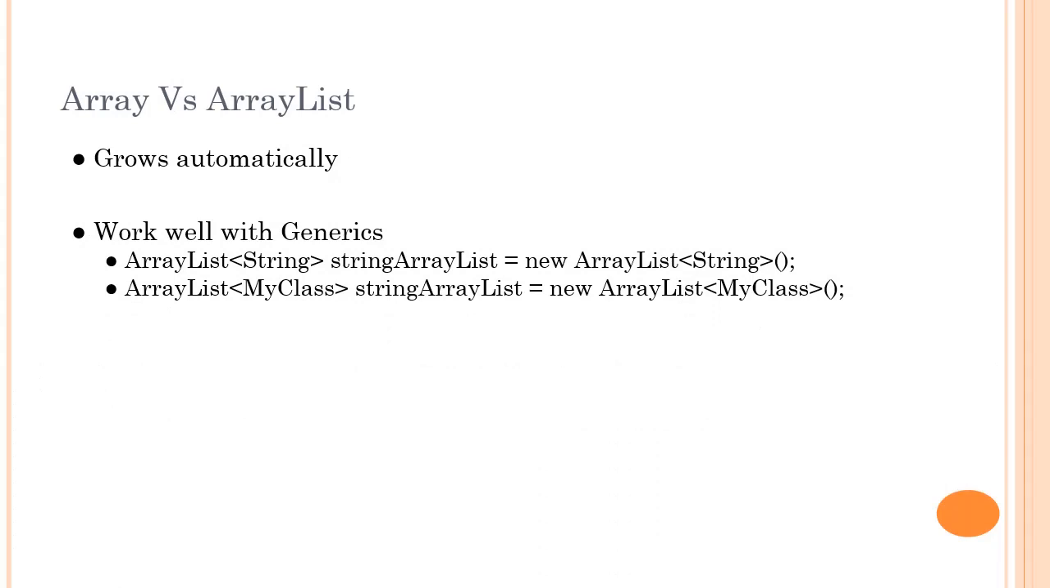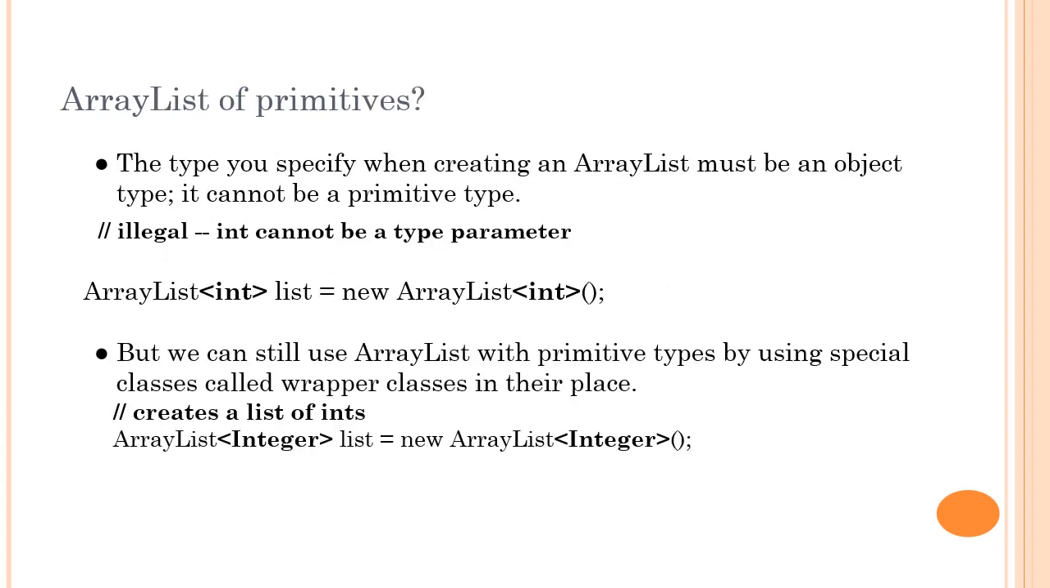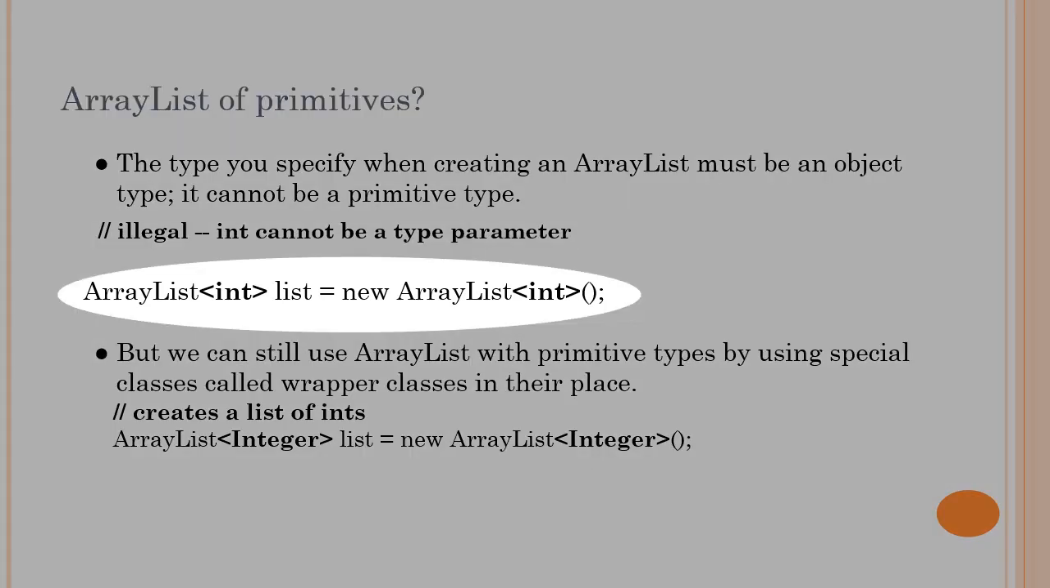So if we compare the array versus the array list, we can first say that the array list size grows automatically. Also, the array list works with the generics, so you can have an array list of strings or any other class that you have created. The type you specify when creating an array list must be an object. So in order to do an array list of integer, the following statement is not allowed.